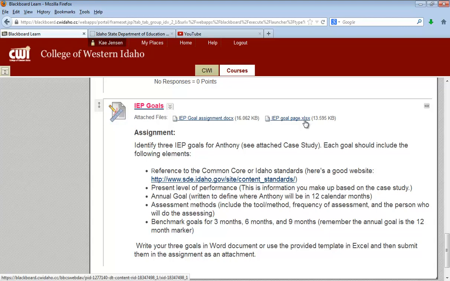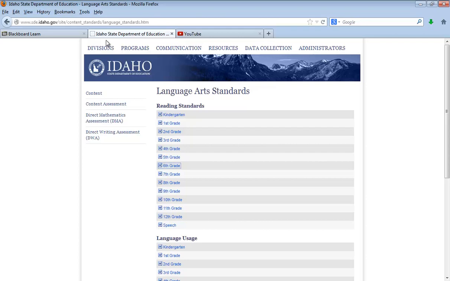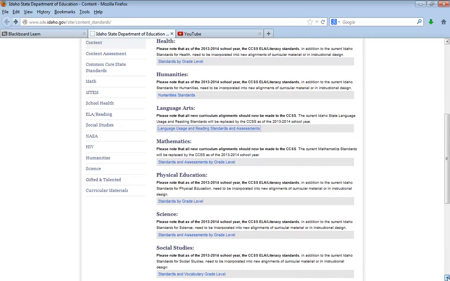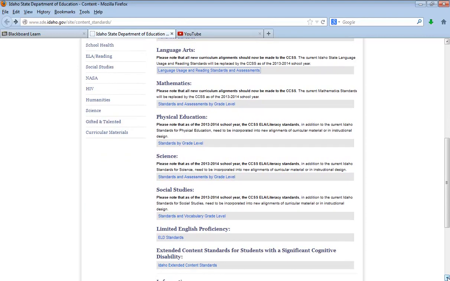To write an IEP goal, you first have to refer to the standards, and this website is a great option. When we look at who Anthony is, we see that he has a wide variety of needs. We might want to create a specific goal around physical education. We might need a goal for language arts and mathematics. We also have geography as a specific goal. So you can use these standards.